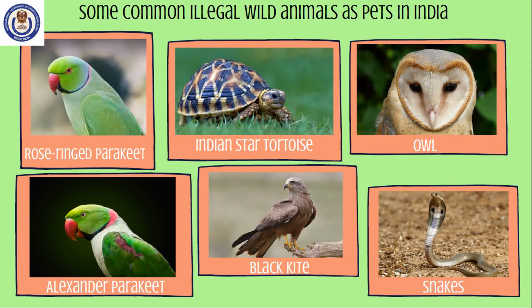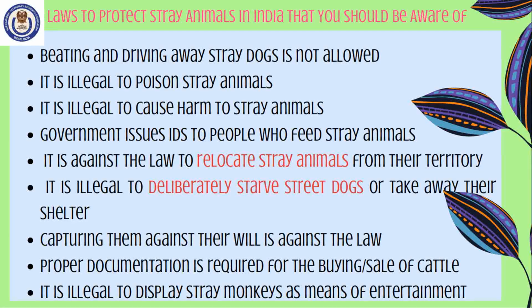So these are just some of the common illegal wild animals. There are many, many more that people keep as pets, but just keep in mind that any wild animal of India cannot be kept as a pet. So this was all about the laws, the rules, and the functions of the Animal Welfare Board. Now coming to a much more basic thing, something that you all should know, which is the laws that protect stray animals in India.